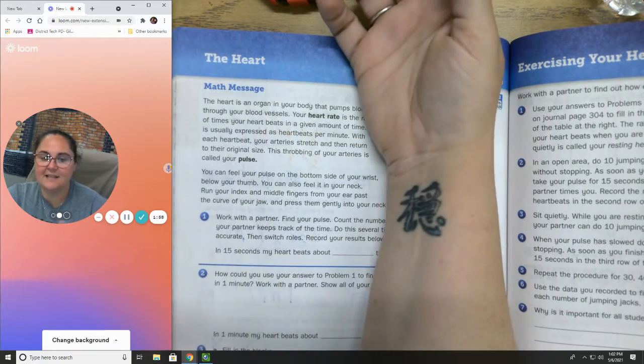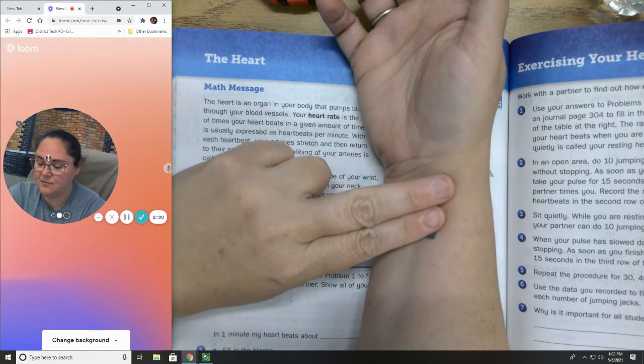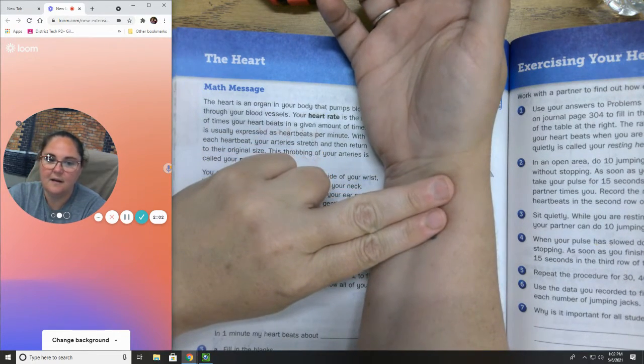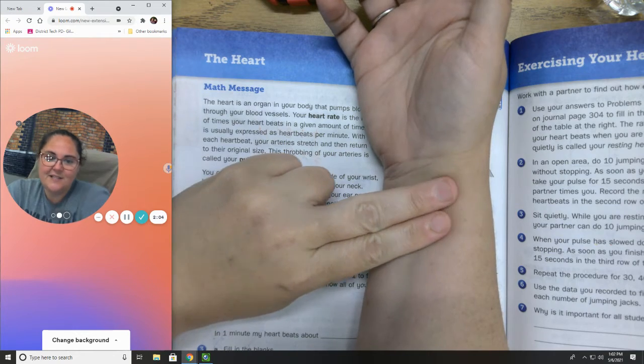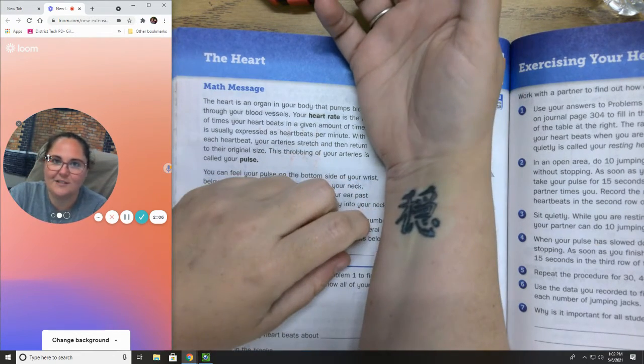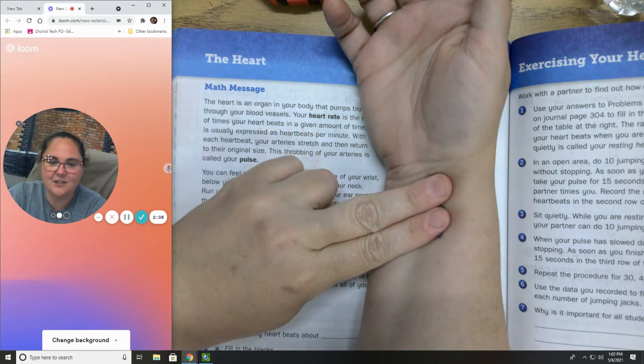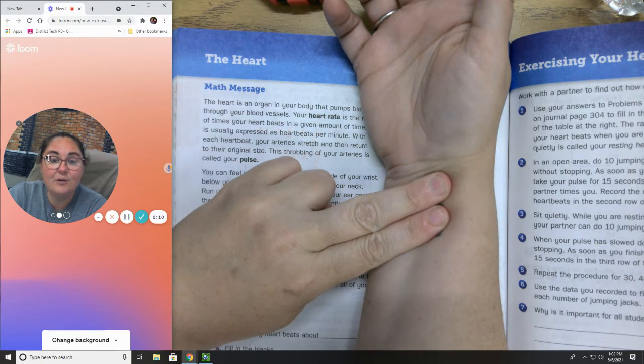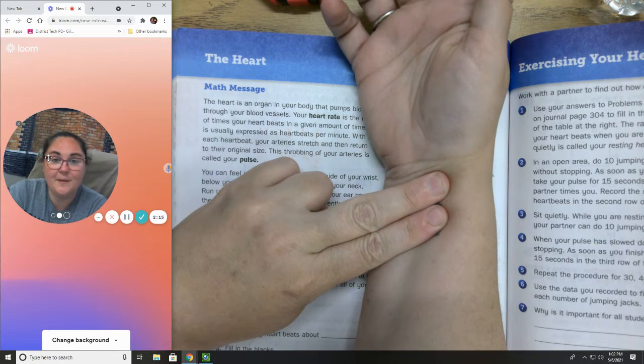So with my arm relaxed, I can take two fingers and push right there on it, and I can feel my pulse. Notice I'm not jamming my fingers in because that would hurt. Just barely touching. And you can feel your heart rate. You can feel your pulse. You can count how many beats you have.